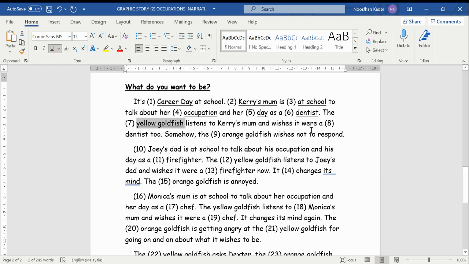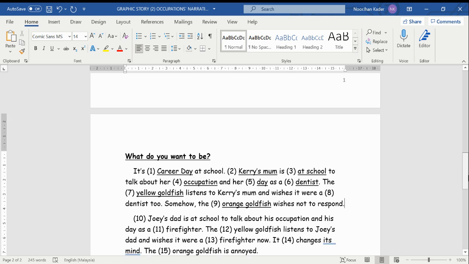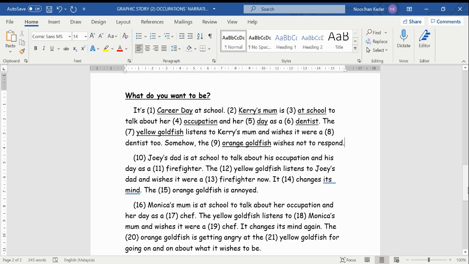Okay, so we will underline. So we have underlined for paragraph 1. So paragraph 1, actually it's the same thing also. Wherever there's a number here, that means the next one after the number is the answer. But like this one, okay, this will be the answer.